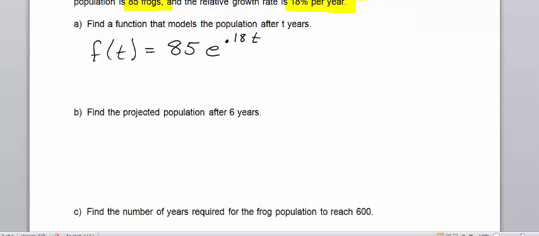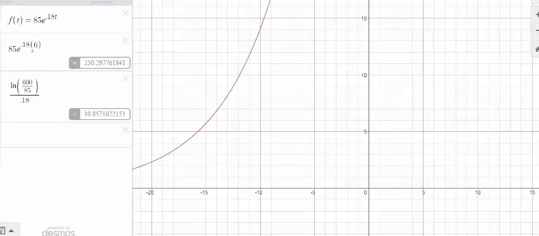Now, after 6 years, all we're going to need to do is plug in and find the value at 6 years. Nothing new here, so 85 times e to the 0.18 times 6. As we work that out, I'm going to flip over to the Desmos calculator, and here you can see we have 85 e raised to the 0.18 times 6 is 250.2977. So that's going to be our value here.